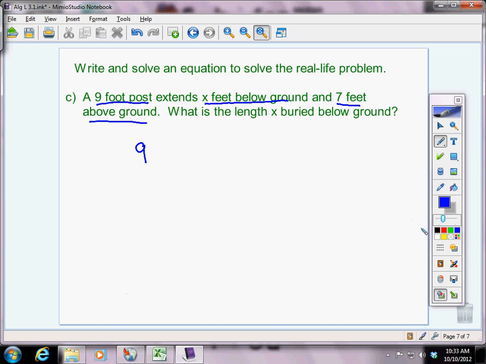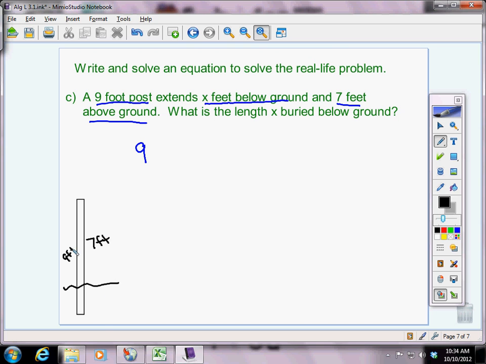So here's my post right here. Horribly drawn, let me cheat a little bit. Okay, here's my post right here. Sometimes it's helpful to draw a picture. We know that altogether this is 9 feet. We don't know how many feet it is below ground, but we know it's 7 feet above ground. So the whole thing's 9, it's 7 feet above ground. We probably can figure out what this is down here, but let's write an equation.